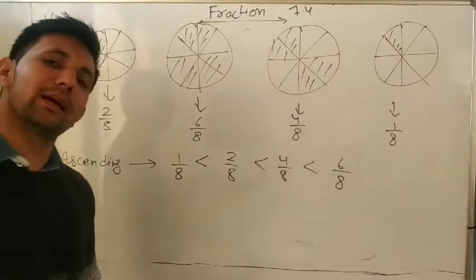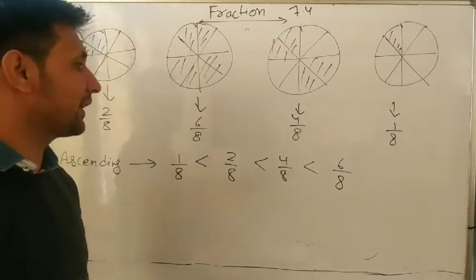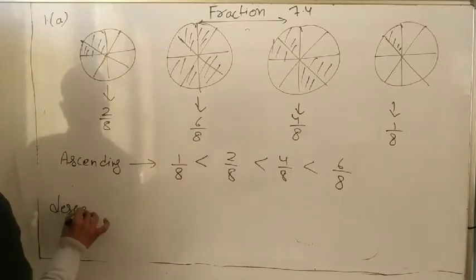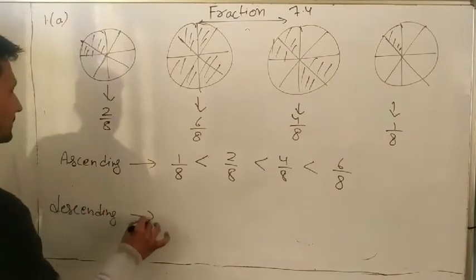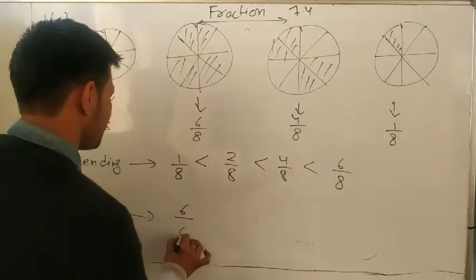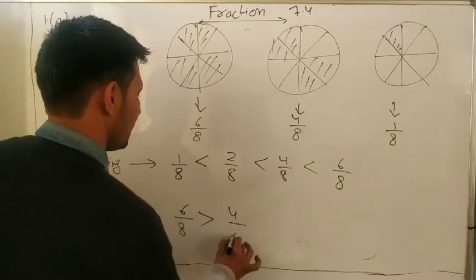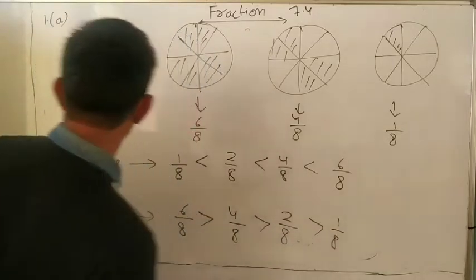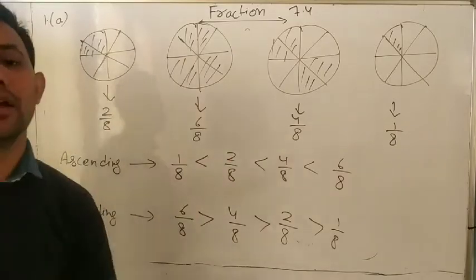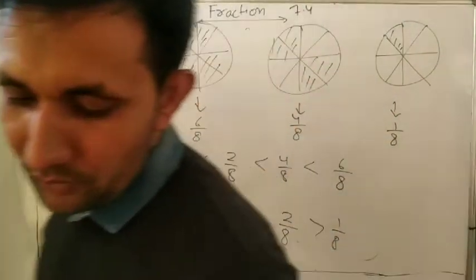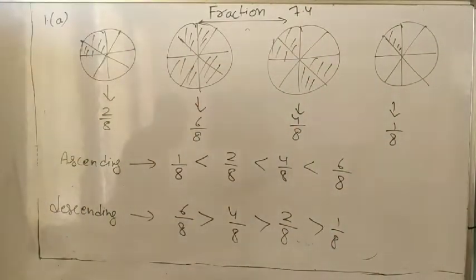In like fractions we can compare easily. In like fractions, which one is greater? The one whose numerator is greater. Same as for descending order. Descending order means we always write the greater number first. Which one is greater? 6 by 8, 4 by 8, 2 by 8 and 1 by 8. It is ascending order, it is descending order. Okay, now the B part you will do yourself for the first question.